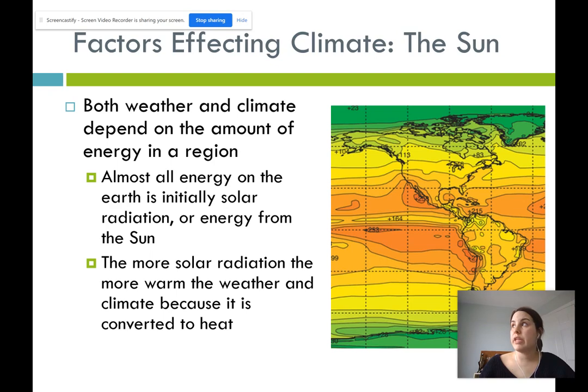Essentially, the more solar radiation we get, the more energy we get from the sun, the warmer we would expect the climate and the weather to be, because that radiation is going to be converted into heat. Okay, so places like the equator, where they get lots and lots of solar radiation, we would expect, and we see very often, warmer climate and warmer weather patterns because they get that extra energy from the sun. Somewhere like in the north, where it's a little bit colder, where they get less solar radiation, so like in northern Canada, we see colder weather and climate patterns because they get less energy from the sun, so it's going to be cooler. It's not going to be quite as hot.